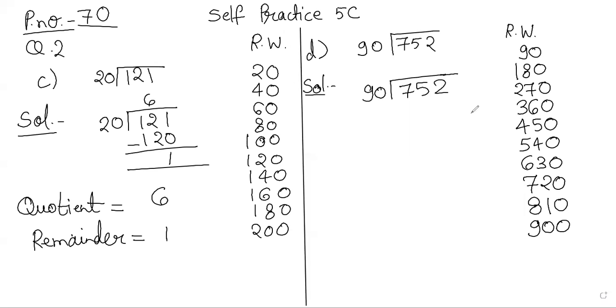Okay. Now, check the divisor. Divisor is of 2 digits. So, to divide, we will take the leftmost 2 digits of the dividend. Now, compare both the divisor and the 2 leftmost digits of the dividend. After comparison, we know that 75 is smaller than 90. It means we cannot divide 75 by 90. So what will we do? We will choose all the digits to divide.